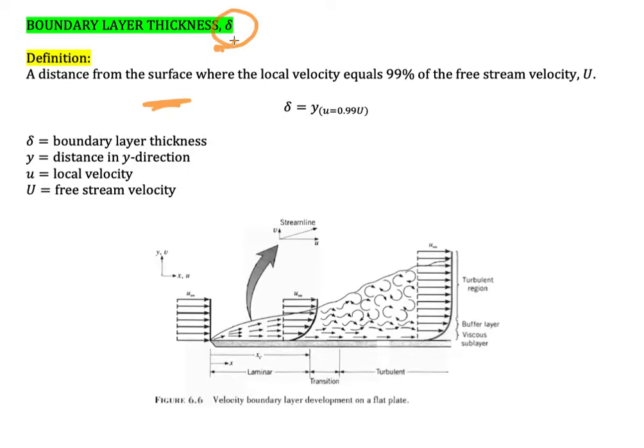The symbol is delta, and the definition is written as this: a distance from the surface where the local velocity equals 99% of the free stream velocity, capital U. From the definition, we could write the mathematical expression as delta is equal to y, because delta is the distance in the y axis from u equal to 0 until u equal to 99% of capital U. I already discussed this in the previous lecture.